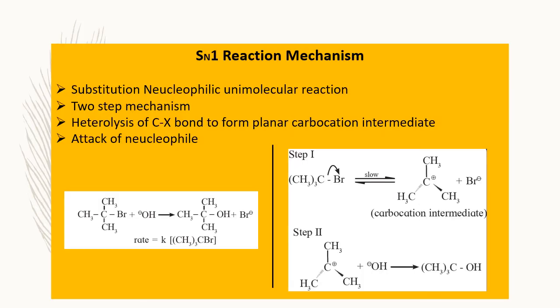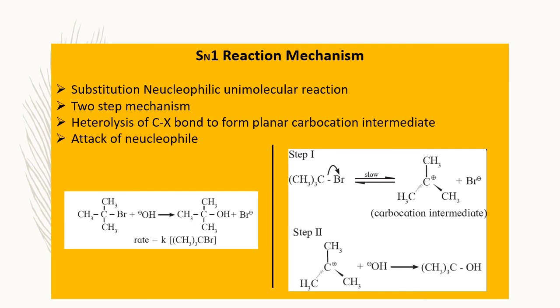SN1 mechanism. The reaction between tertiary butyl bromide and hydroxide ion to give tertiary butyl alcohol is an example of SN1 reaction. Rate of this reaction depends on concentration of only one species, which is the substrate molecule, tertiary butyl bromide. Hence, it is called substitution nucleophilic unimolecular or the SN1 reaction.